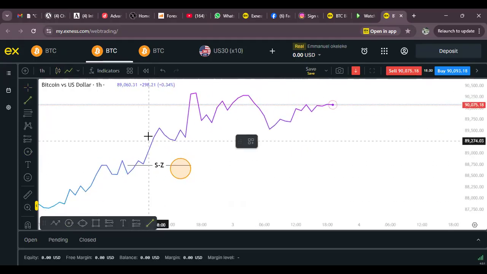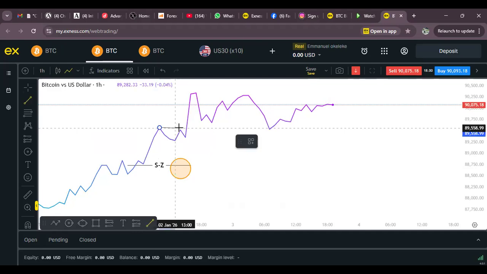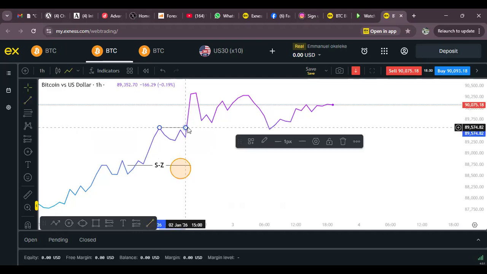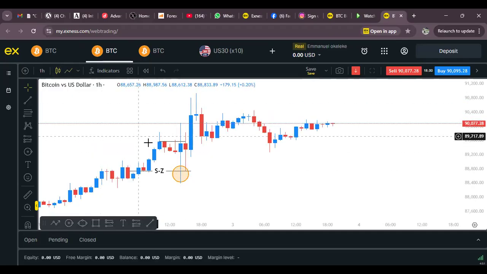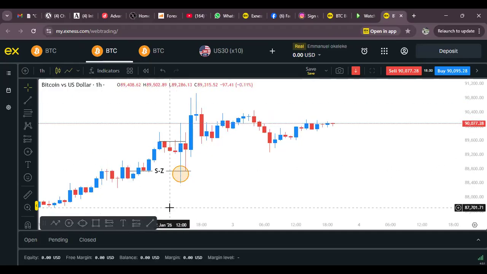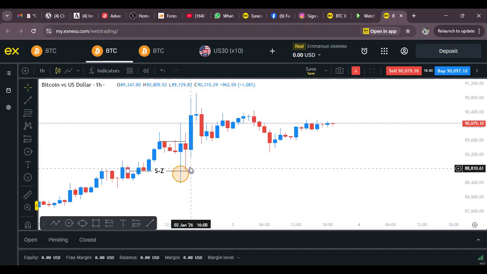So this is the highest point over here. This is the highest point before where rejection happened. So this rejection, this is the highest point. In the issue of BMS, we don't consider this wick as a BMS. We don't consider this as a BMS. So this is where BMS occurred.